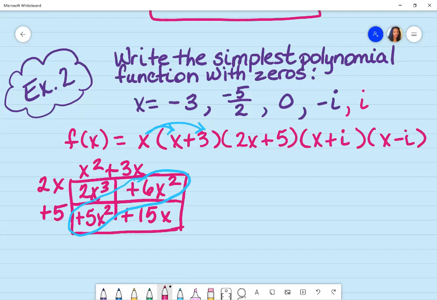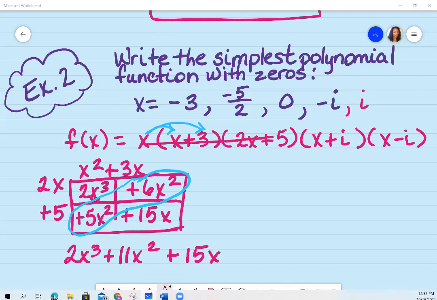And when it's in standard form, it's going to be 2x cubed plus 11x squared plus 15x. So far I have completed, sorry about that, I have multiplied those three. So now let's go to the part that has my i's in it.